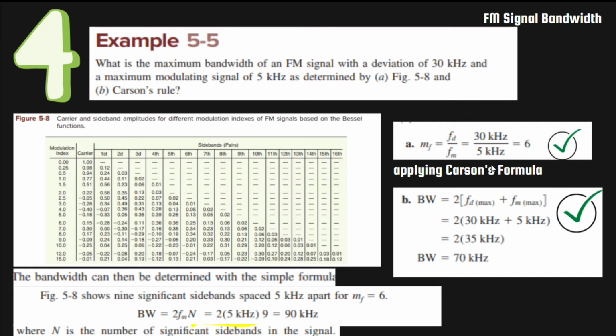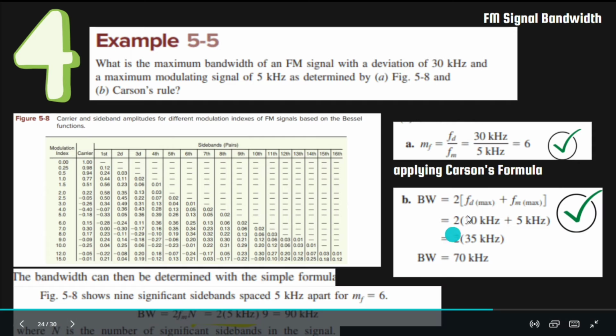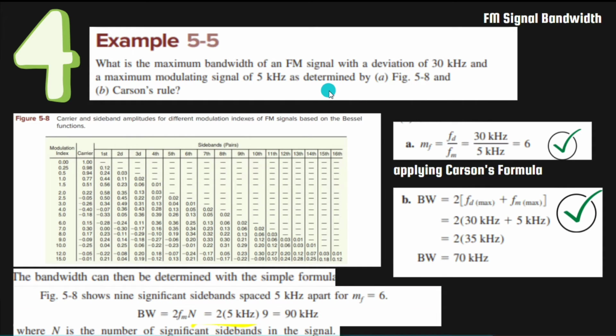So by applying Carson's formula, as needed in letter B, bandwidth is equal to 2 times the quantity 30 kilohertz plus 5 kilohertz. So the bandwidth is then 70 kilohertz. Figure 5.8 shows 9 significant sidebands spaced 5 kilohertz apart for the MF, which is 6. So the bandwidth is equal to 2 times FM times the number of significant sidebands. So that will be 2 times 5 kilohertz times 9, which is equal to 90 kilohertz.